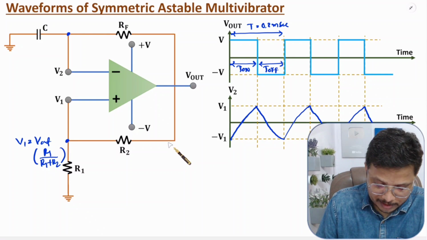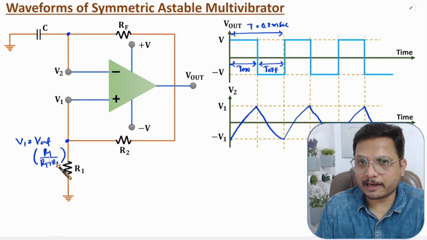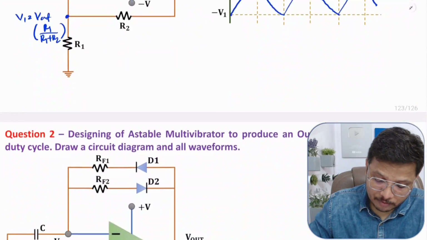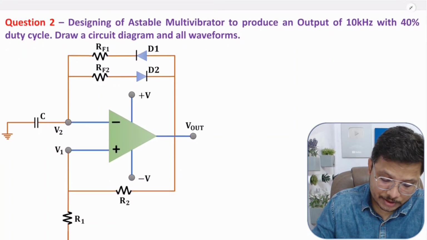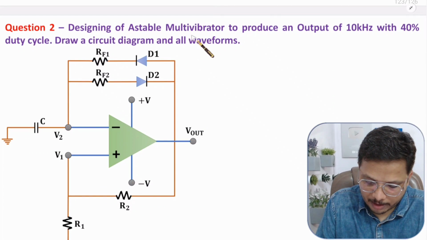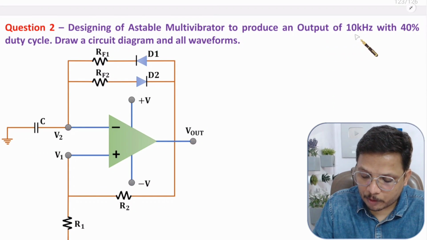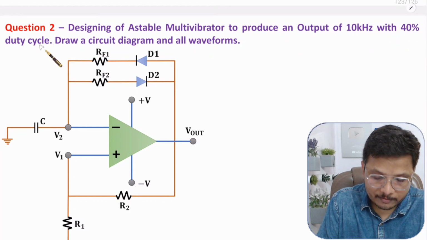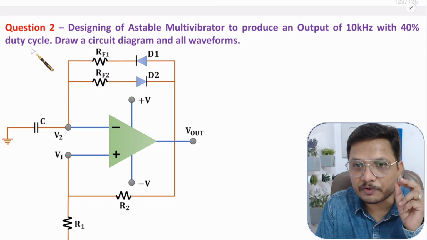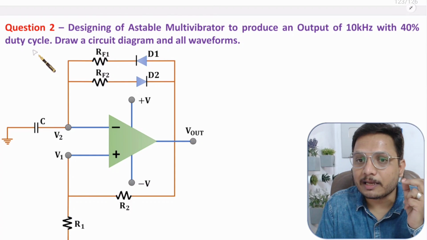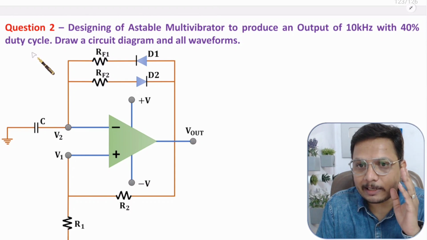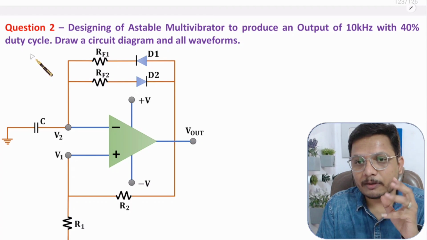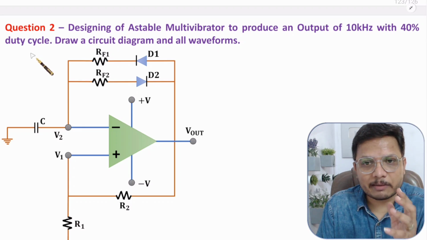Right now you just need to understand how values of components are there, right? Let us solve second question now. See, in second question what is given. In second question we need to design astable multivibrator that is producing output of 10 kilohertz and that is having duty cycle of 40%. Here duty cycle is not equal to 50%. What it means? It means T on and T off both are not equal. If it is not equal, then we need to have asymmetrical astable multivibrator.